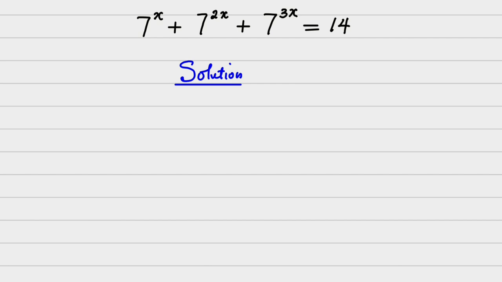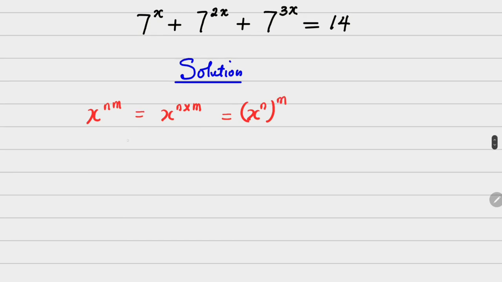Now, the solution to this question. The first thing you need to know is this indices rule that says that if I have x raised to power nm, then it's the same thing as x raised to power n times m, which we can write as x raised to power n, all raised to power m. So it is actually very simple.